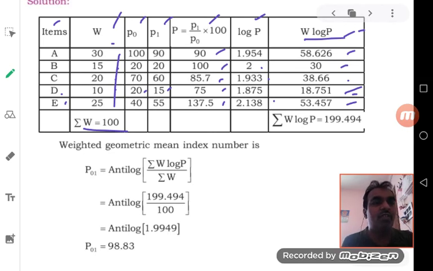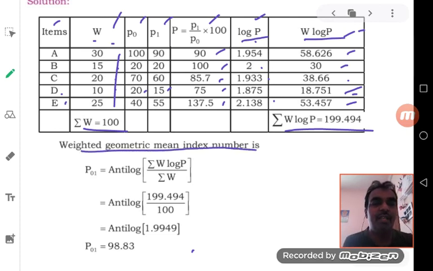What are we doing in W log P? We have taken the log values for P, log P into W. If you multiply the weights, you get W log P. Now add the sum of that W log P, you will get 199.494. So if you are clear with the table part, go to the calculation of weighted geometric mean index number.